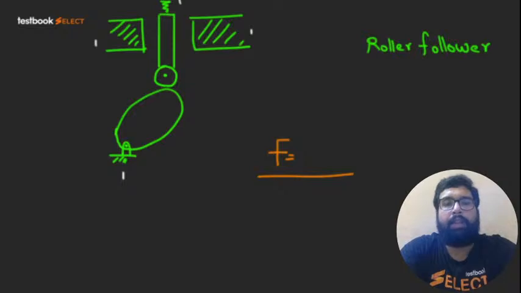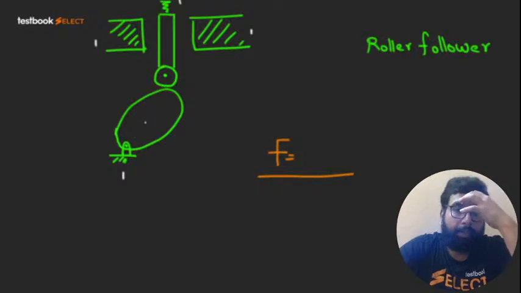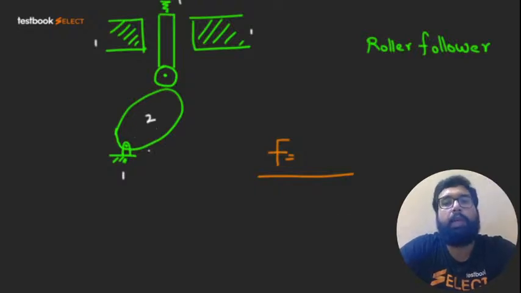This is what we have learned before. Okay, in the previous session, I hope you guys are watching the previous sessions also. So now, what is this cam? This is link number 2 because it is rotating, right? This follower is link number 3. It is reciprocating. What we learned before is that any link which has relative motion with respect to the other parts of the machine is a link. Any part of the machine which has relative motion with respect to the other parts of the machine is a link. So we got 3 links here.